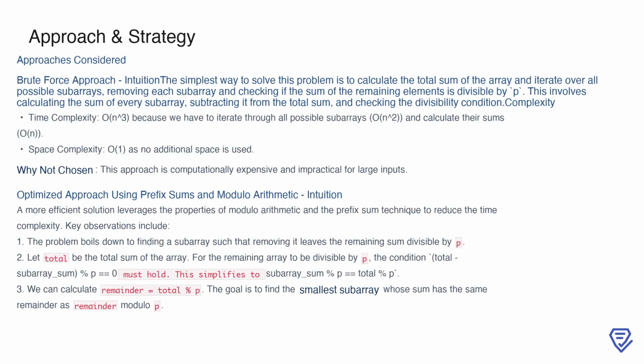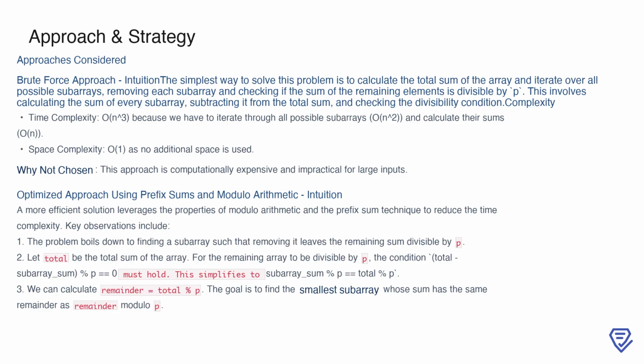To tackle this problem, we first consider a brute force approach. The intuition here is straightforward: calculate the total sum of the array, then iterate through all possible subarrays, removing each one, and checking if the sum of the remaining elements is divisible by p.